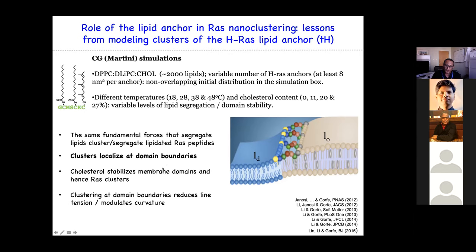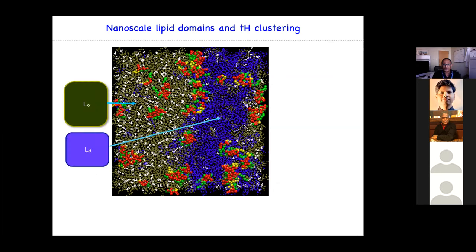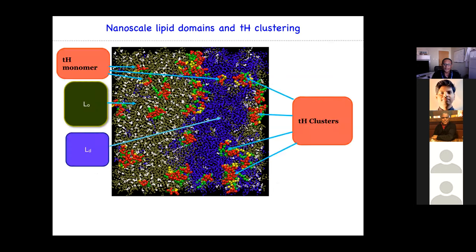And the more stable the domain is, the more stable the TH cluster turned out to be. And just to show you some data and not just a summary, this is how the distribution of the TH, TH is the lipid anchor of HRAS, would look like in this bilayer, looking at it from the top. The blue would be the LD region and the greenish and yellow would be LO, or liquid ordered domain. Green is DPPC and white is cholesterol.